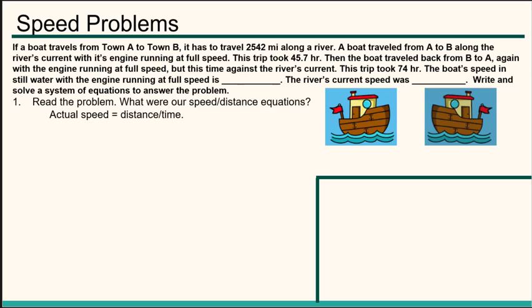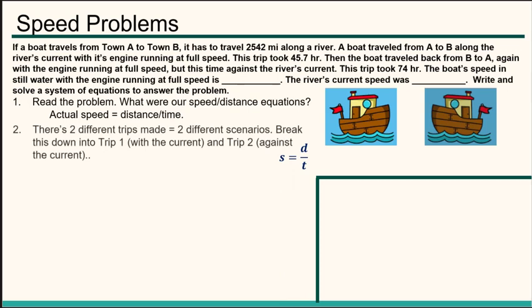So let's read the problem. What are our speed distance equations? Well, the actual speed equals the distance over the time. Now there's two different trips being made here, two different scenarios. We're going to have to break this down into trip 1 with the current and trip 2 against the current. You can't do this as one chunk of a problem.